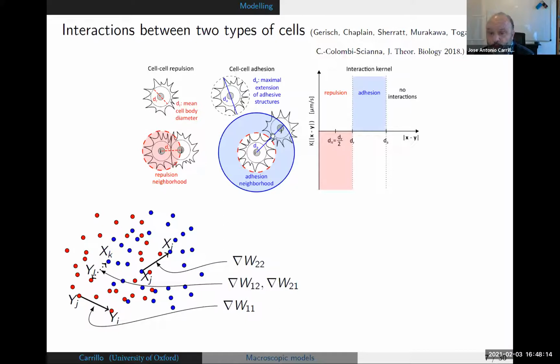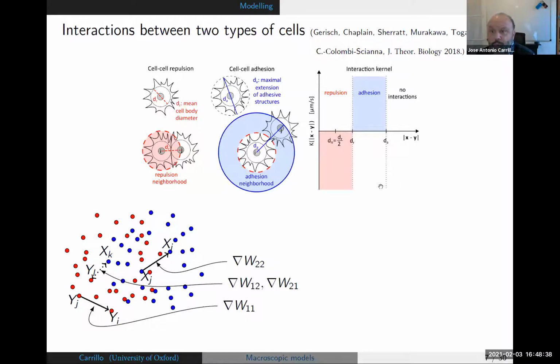They don't produce the bond. So I will model these adhesive forces in a middle range, and finally, if the two cells are at a certain distance, I will not include any interaction. So there will be a limit, so the potential in some sense is compactly supported from that point of view.